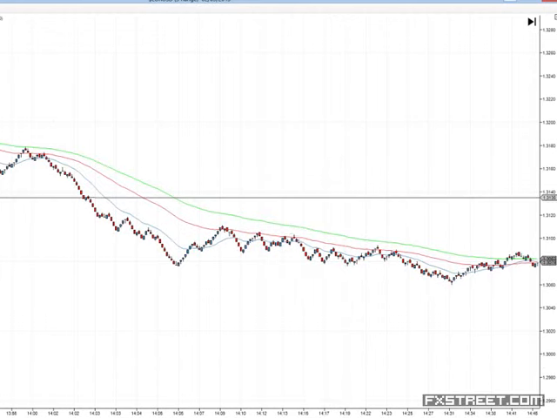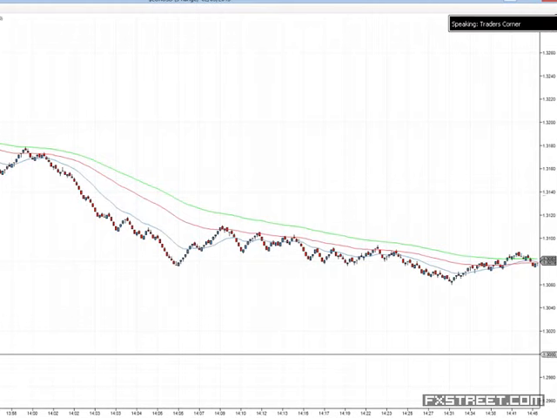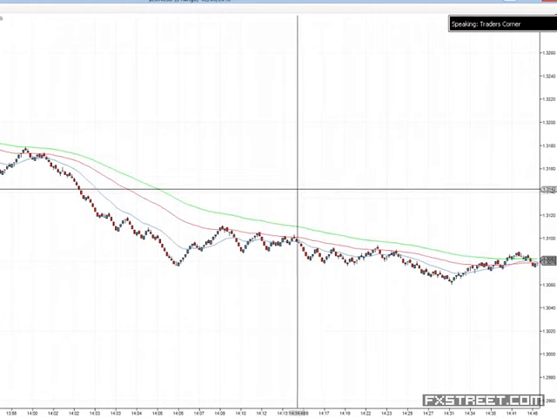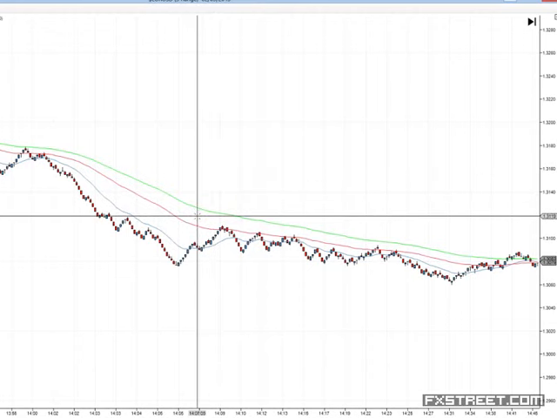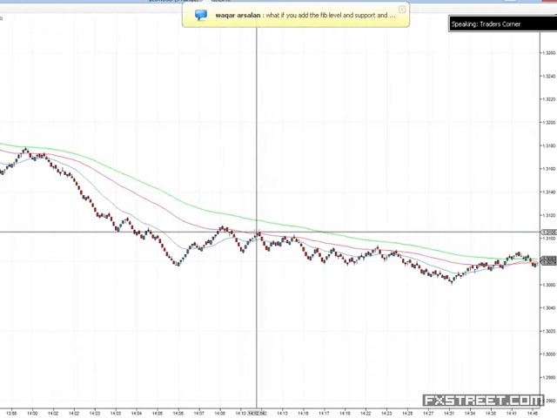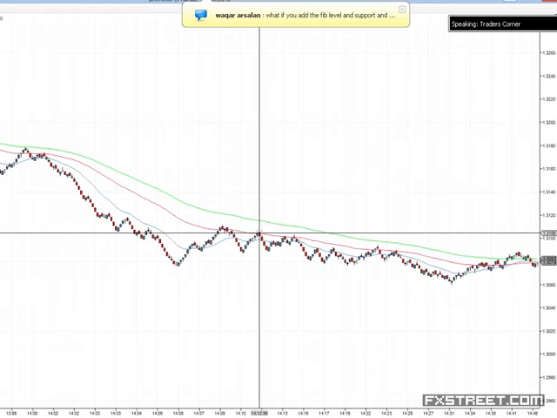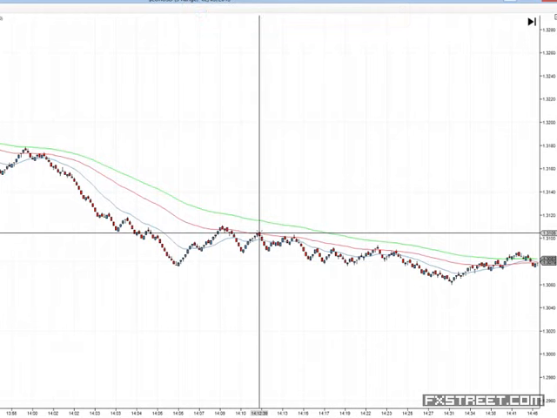So the entry criteria that we're looking for in our trades is a nice pullback followed by two consecutive candles back in the direction of the trend. Okay, two consecutive candles in the direction of the dominant trend. That's your entry.